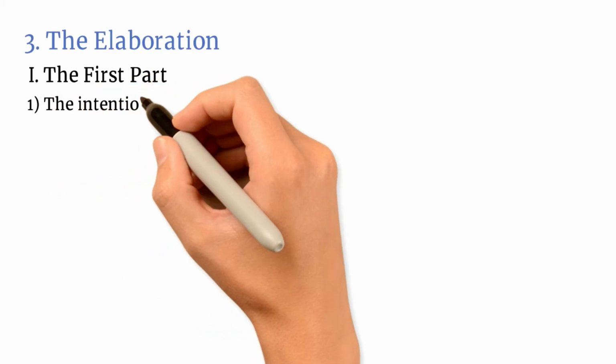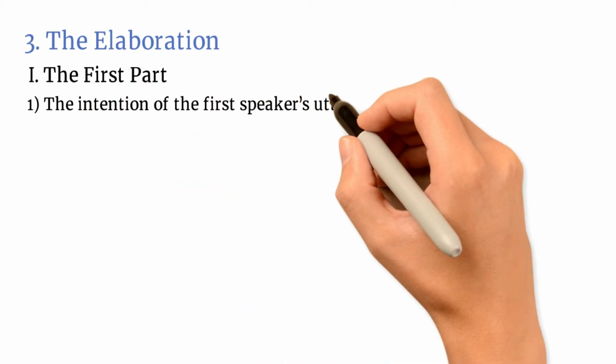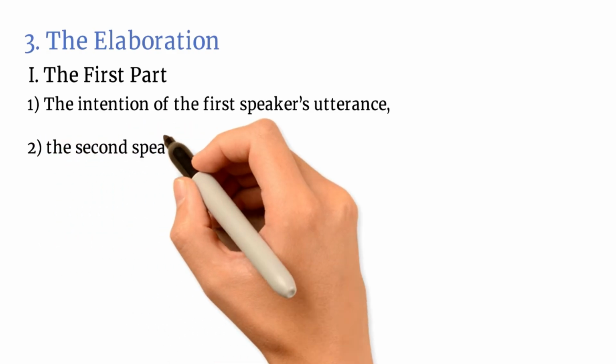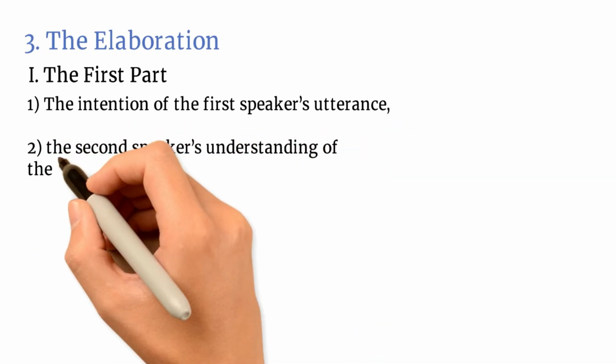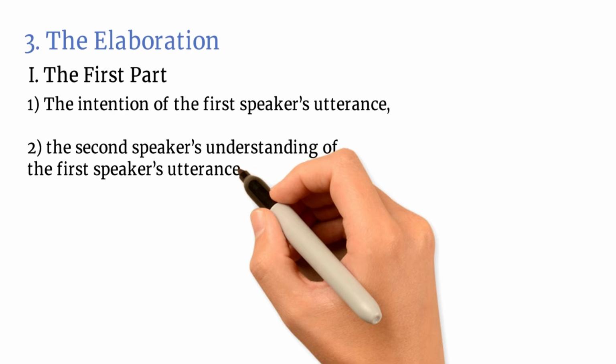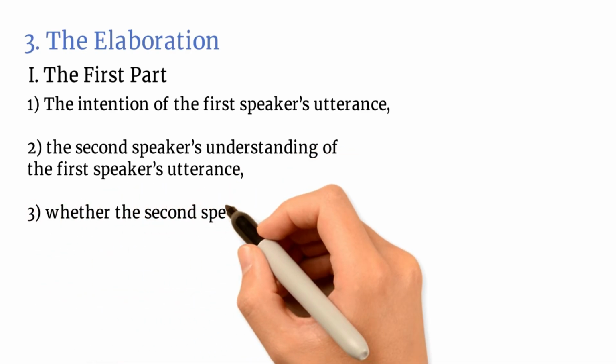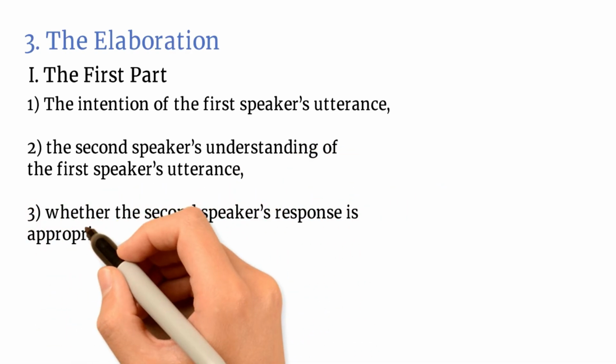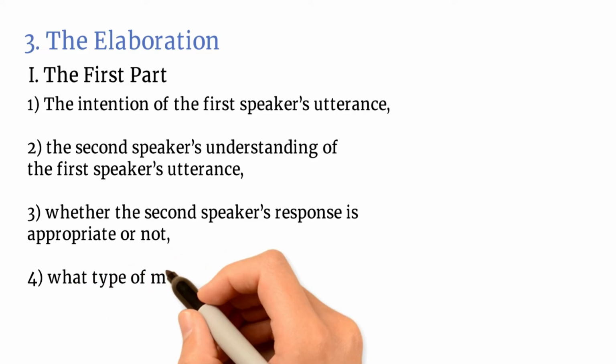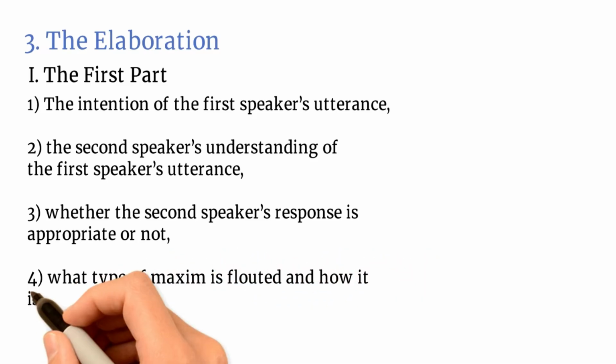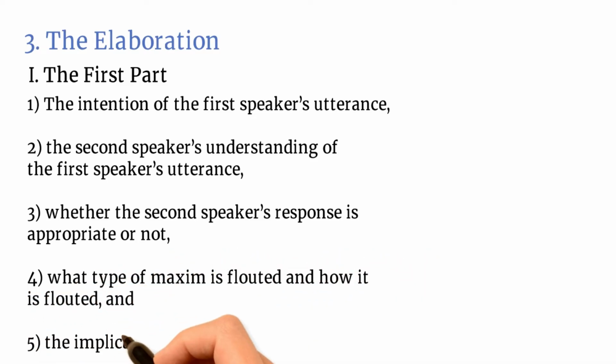Third is the elaboration. When it comes to this part, we have to elaborate. First, the intention of the first speaker's utterance. Second, the second speaker's understanding of the first speaker's utterance. Third, whether the second speaker's response is appropriate or not. Fourth, what type of maxim is flouted and how it is flouted. And the last is the implicature.